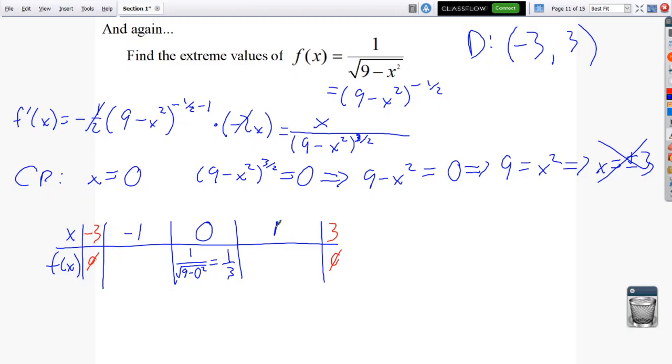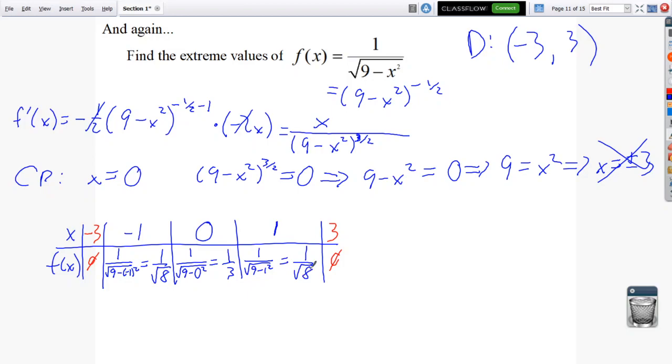Now looking at this, if I plug in -1 into the original function, here's where I'm going to have 1 over the square root of 9 minus -1 squared, which would be 1 over the square root of 8. Over here, I'm also going to have 1 over the square root of 9 minus 1 squared, which would still be 1 over the square root of 8.